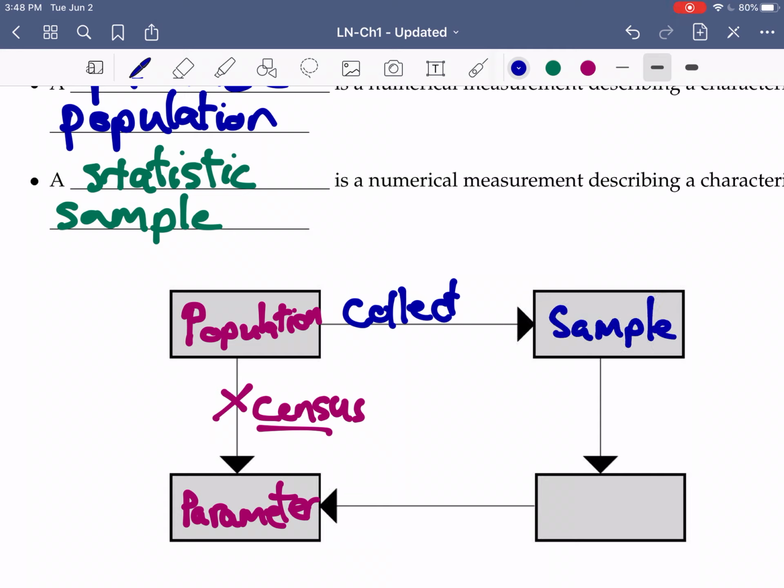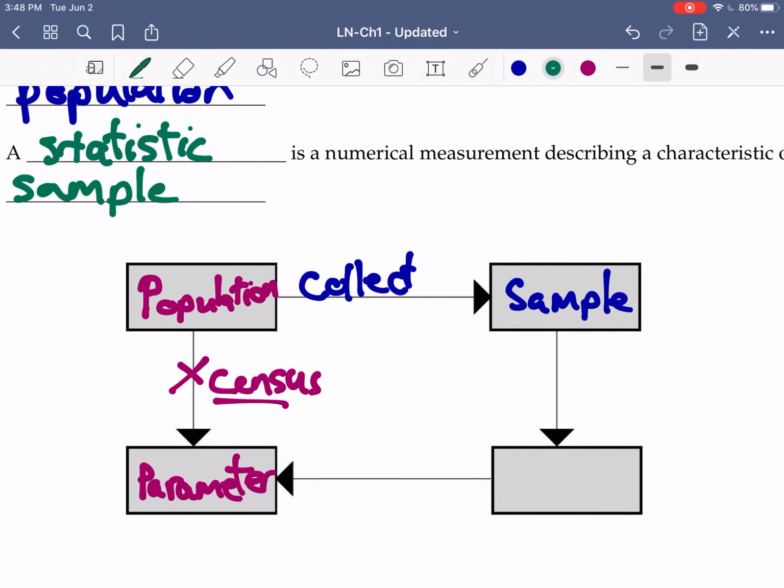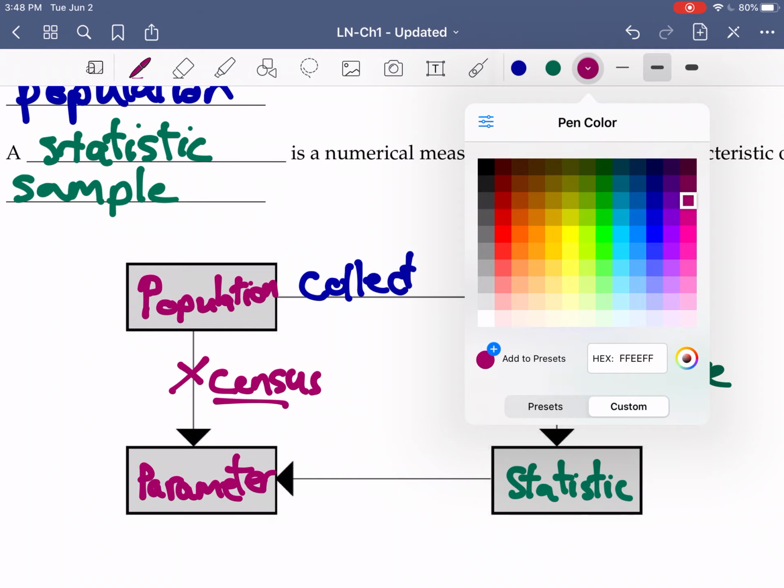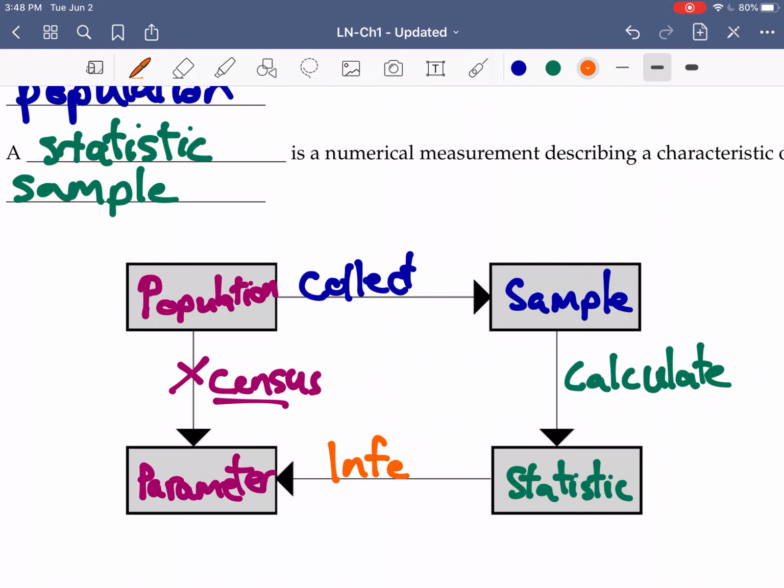So we collect this sample. After we have collected that sample, we will calculate a statistic. And then after we have calculated that statistic, we can then infer a parameter.